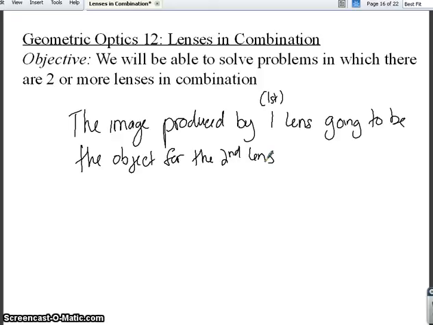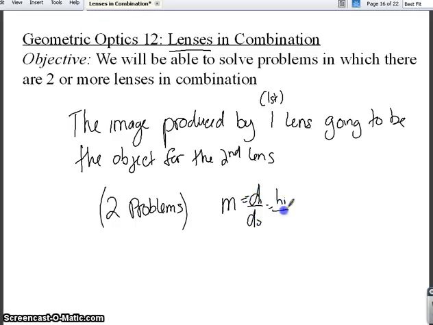So when you look at a problem with lenses in combination, you need to look at it as two problems. Split it in half. There's no way you can do it all at once. You're going to solve everything twice, using all of your equations: M equals negative di over do, which is equal to hi over ho, and 1 over do plus 1 over di equals 1 over f. You have your two equations, and that's it. Just do it twice.